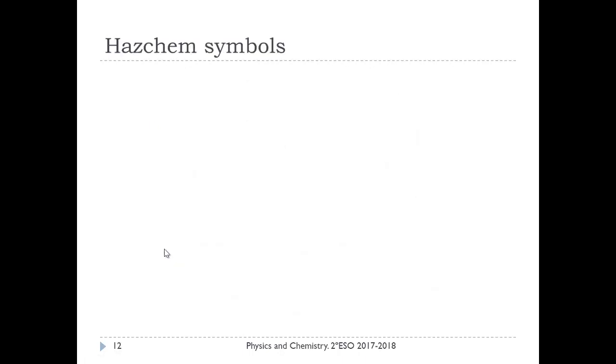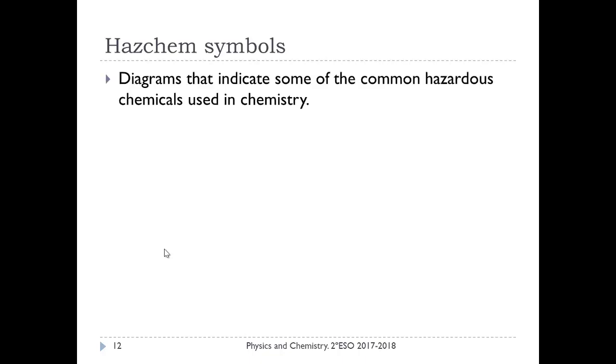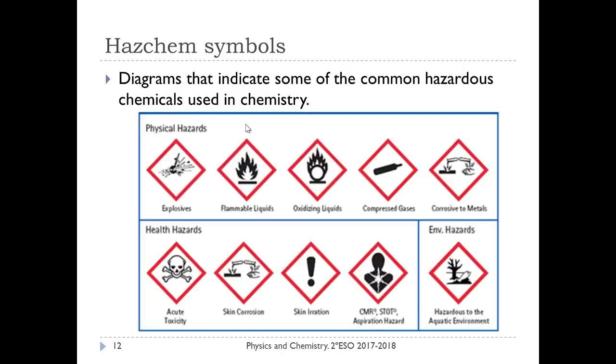So hazard symbols, they're very, very important when we are handling dangerous chemicals, and dangerous chemicals are always going to have them. They are diagrams that indicate some of the common hazardous chemicals used in chemistry. Maybe that sounds weird, and hazardous, it's peligrosos, and it looks like a tongue twister, but it's not.